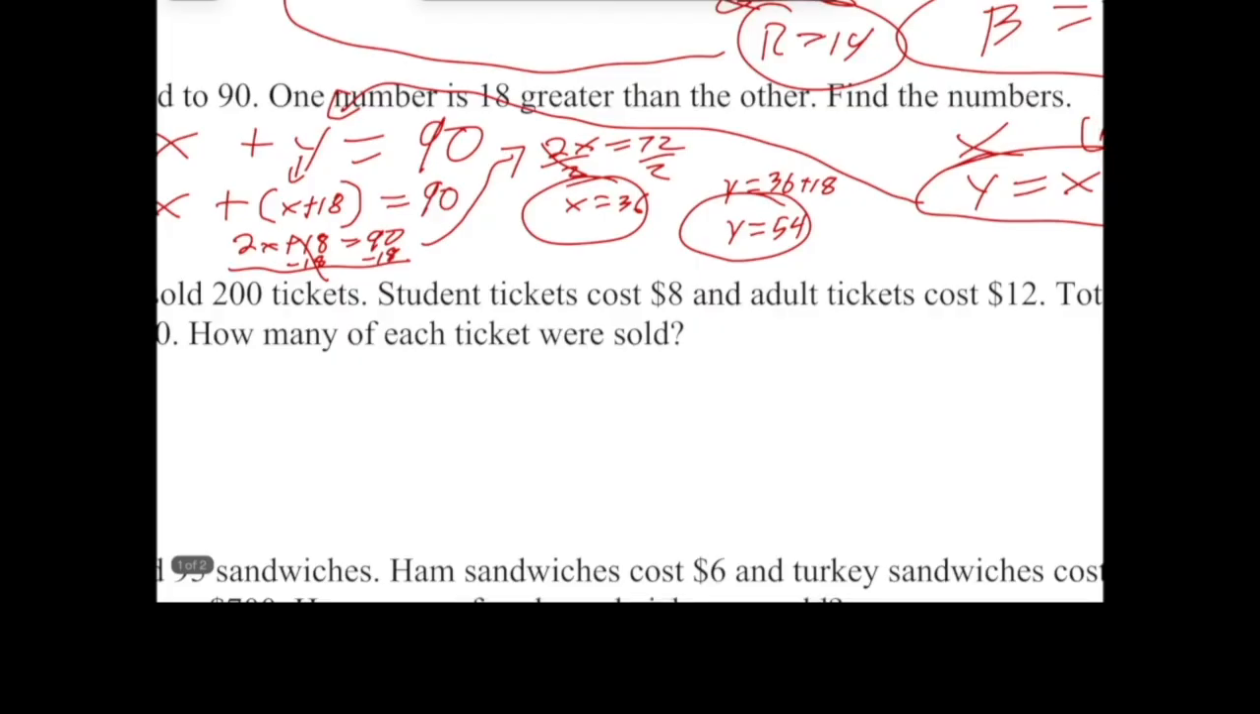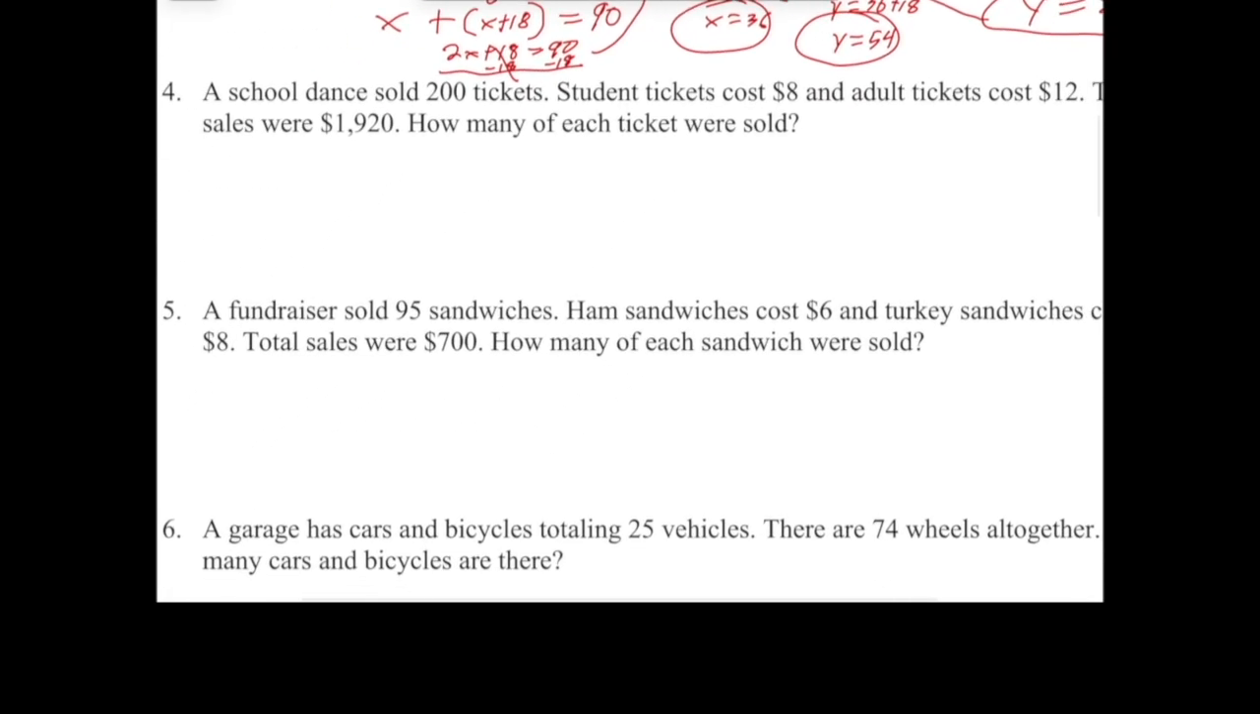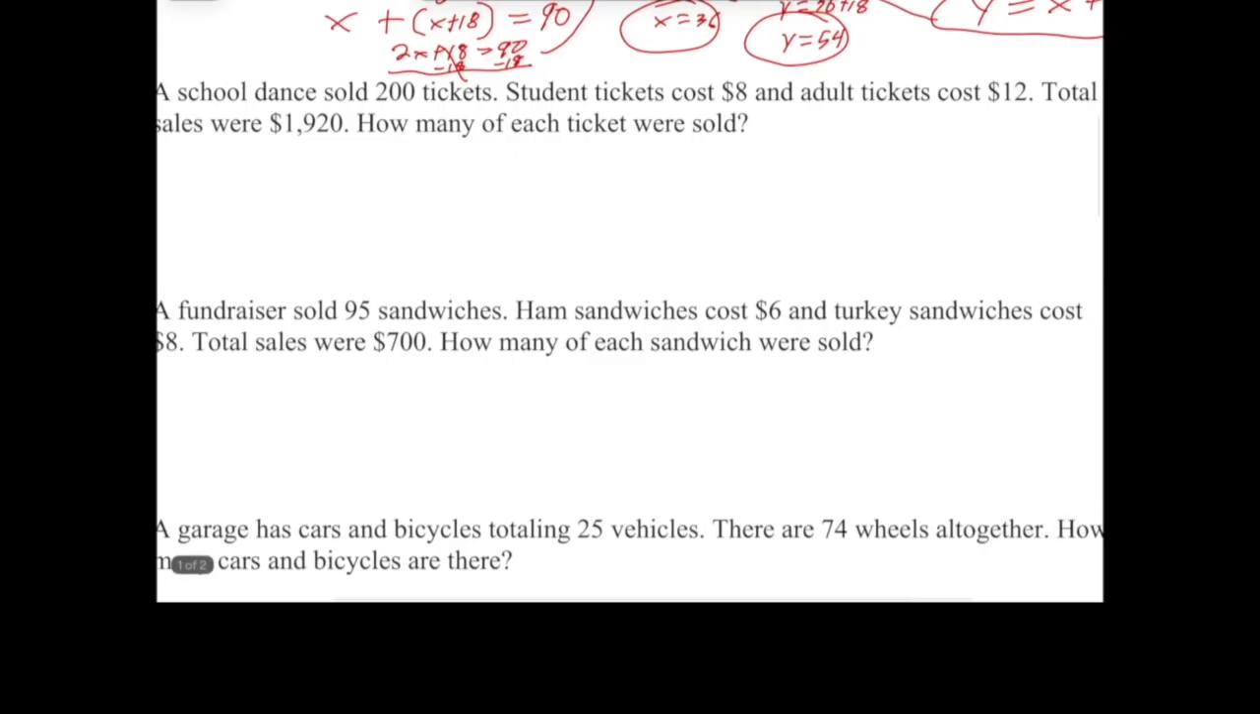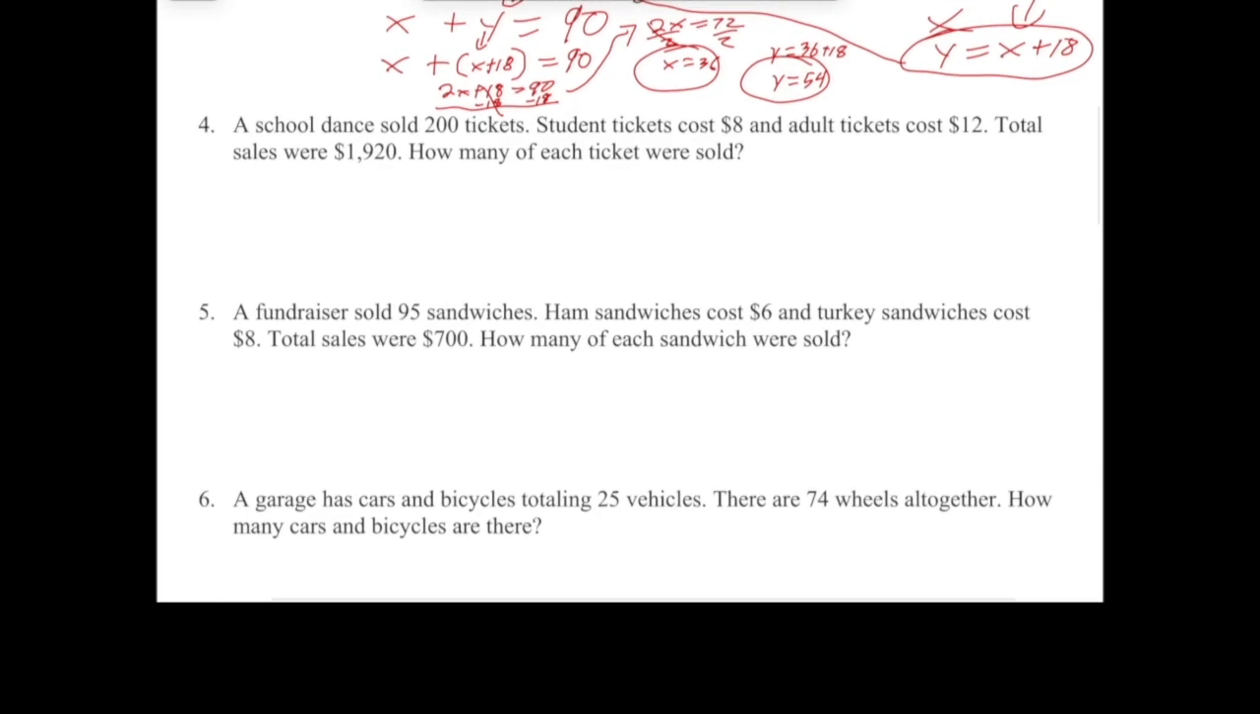I win. Yay. A school dance sold 200 tickets. Student tickets cost $8 and adult tickets cost $12. Why are adults buying tickets for the school dance? Only students buy tickets for a school dance. That's a little weird. Okay, I mean, maybe chaperones, but they get in for free.